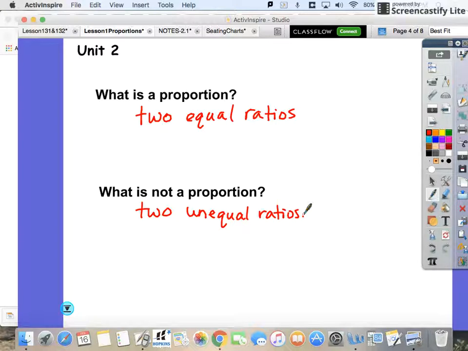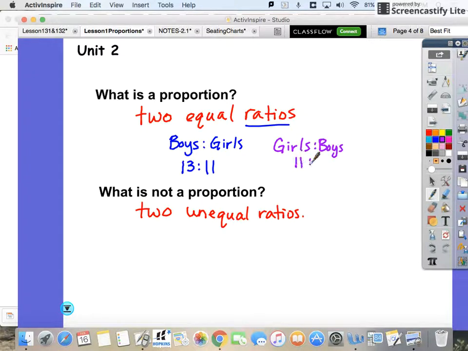In case you forgot what a ratio is, it's a comparison of two things. For example, in a classroom there might be both boys and girls. So the ratio of boys to girls in a classroom might be 13 to 11. That would mean there's 13 boys and 11 girls. The ratio of girls to boys would be 11 to 13. So it's just comparing the two.